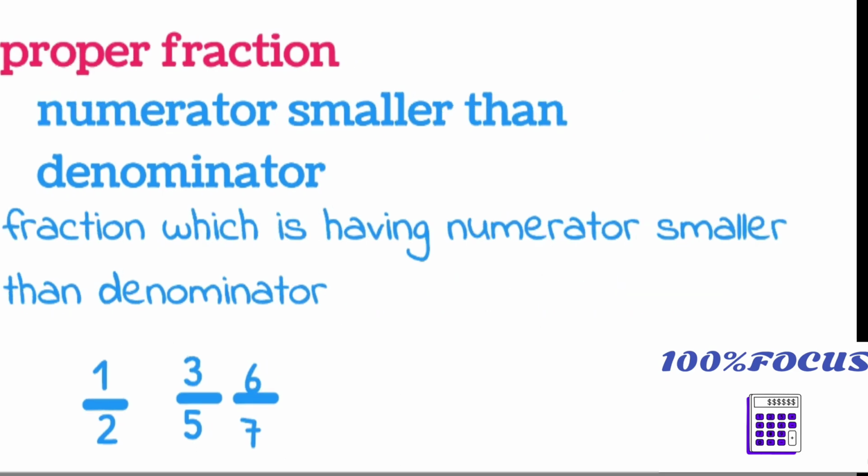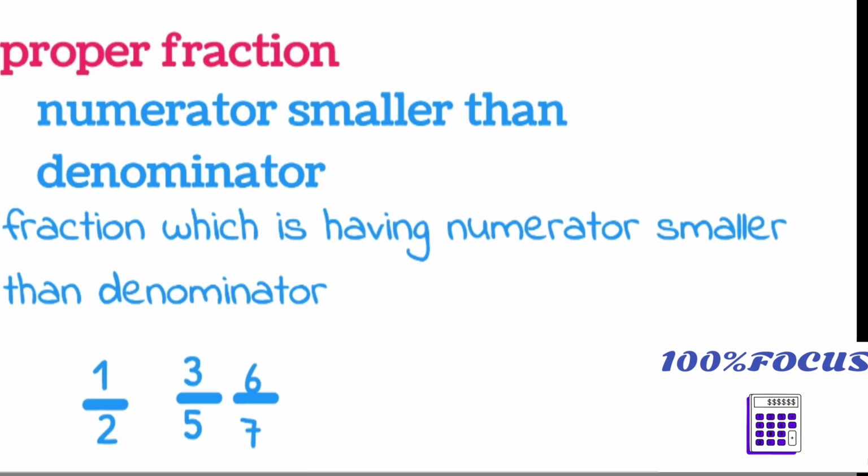So next one is proper fraction. Proper fraction means numerator smaller than the denominator. In fractions we are going to write a numerator and denominator, right? Numerator means up, denominator means down.